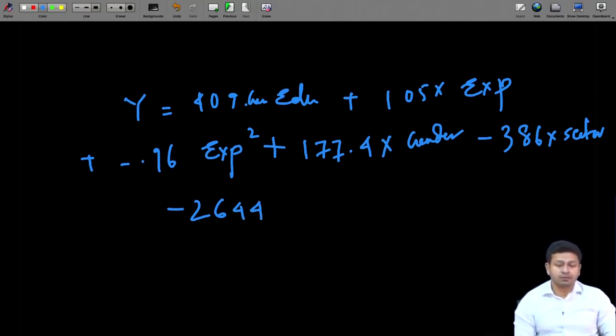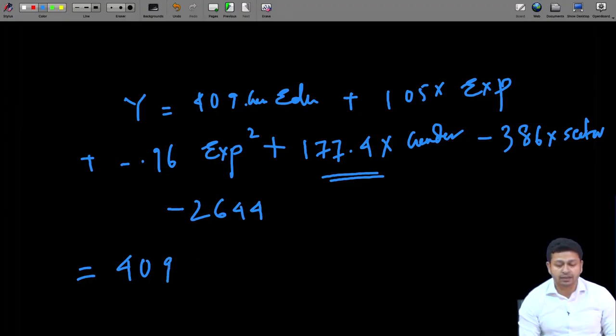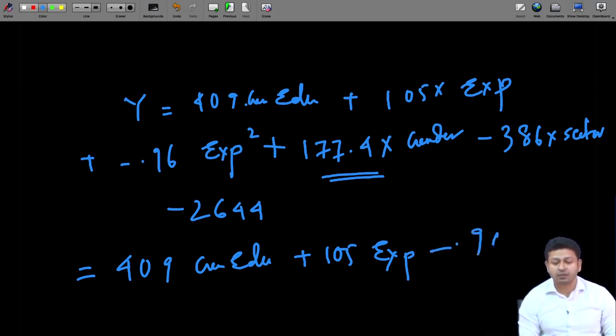Now all that we will have from this equation is a regression equation for a male and a regression equation for a female. In this case, gender equal to 1 means it is a regression equation for male. So if I put the value of gender equal to 1, it is going to be 409 into general education plus 105 into experience minus 0.96 into experience square.